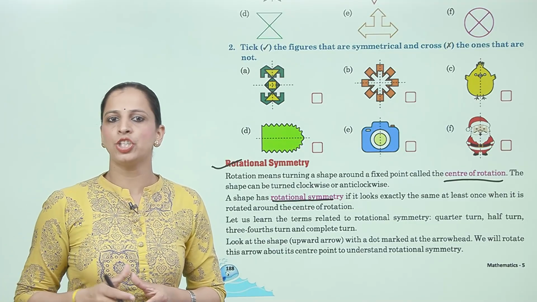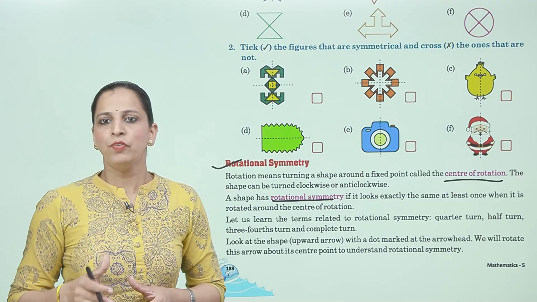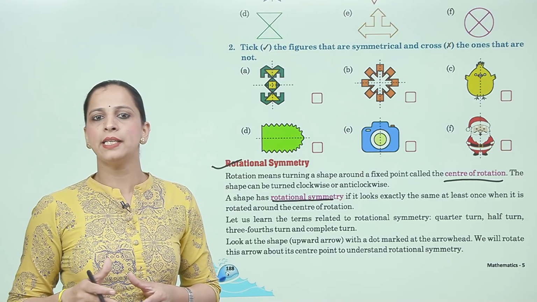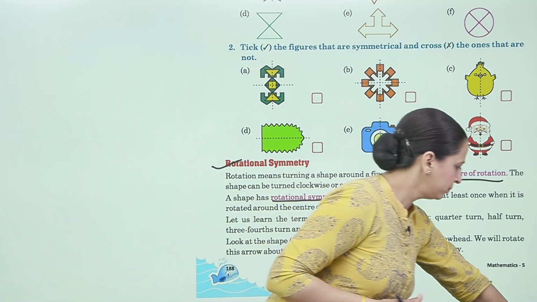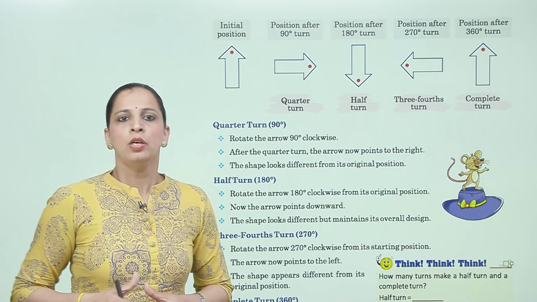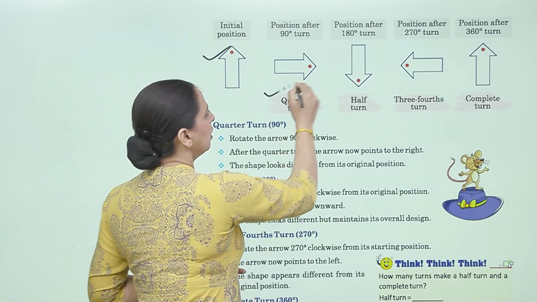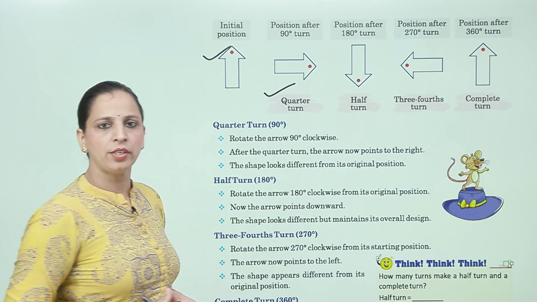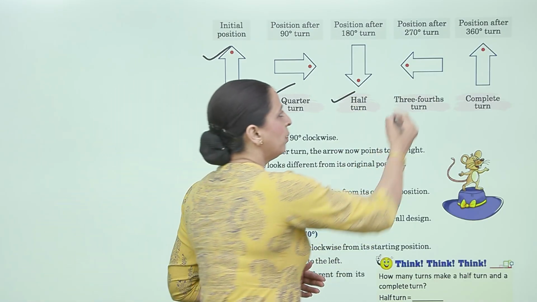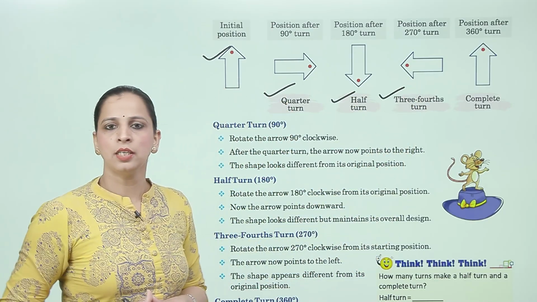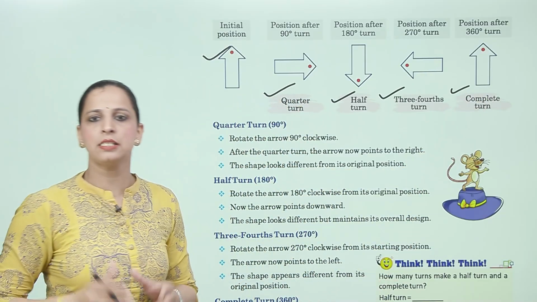Look at the shape, an upward arrow with a dot marked at the arrowhead. We will rotate this arrow about its center point to understand rotational symmetry. Now, initial position. This is the position after a 90-degree turn, that is a quarter turn. Position after a 180-degree turn, that is a half turn. Position after a 270-degree turn, that is a 3/4 turn, and position after a 360-degree turn, that is a complete turn.